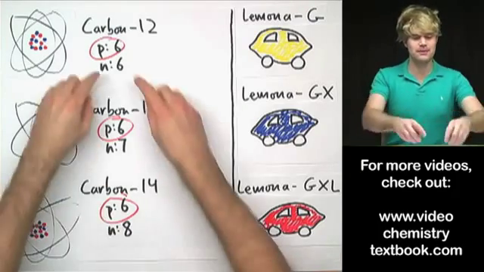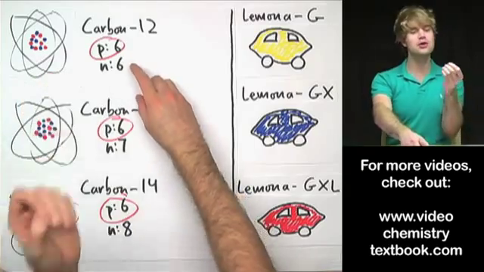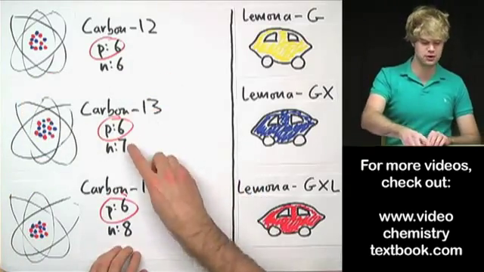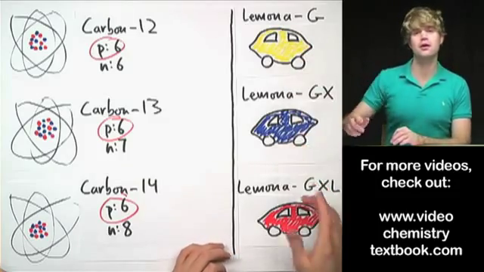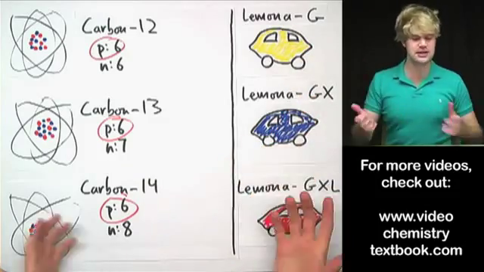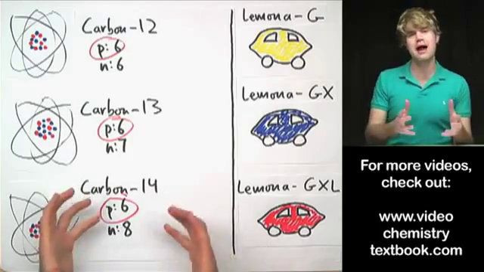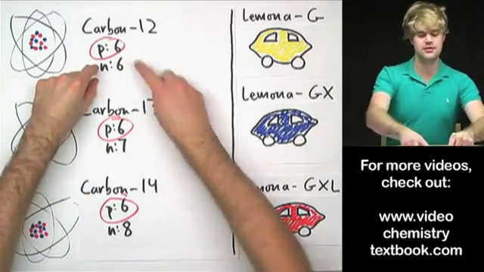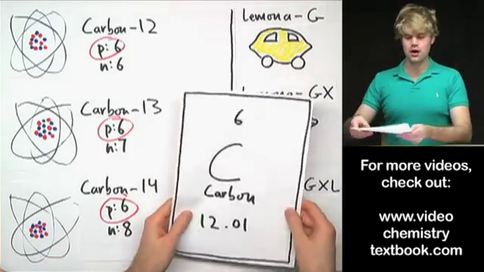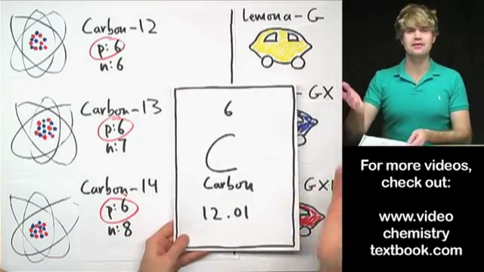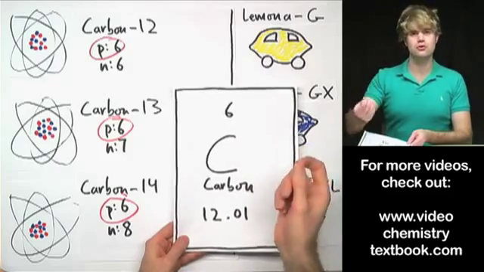Okay? So it turns out that it doesn't matter how many neutrons it has. 6 neutrons, 7 neutrons, 8 neutrons, no big deal. It's just like painting the Lamona different colors or adding a radio or a CD player. The neutrons, it doesn't matter. It doesn't change the fact that each one of these are a carbon atom. That's because carbon is defined by the fact that it has 6 protons in its nucleus.